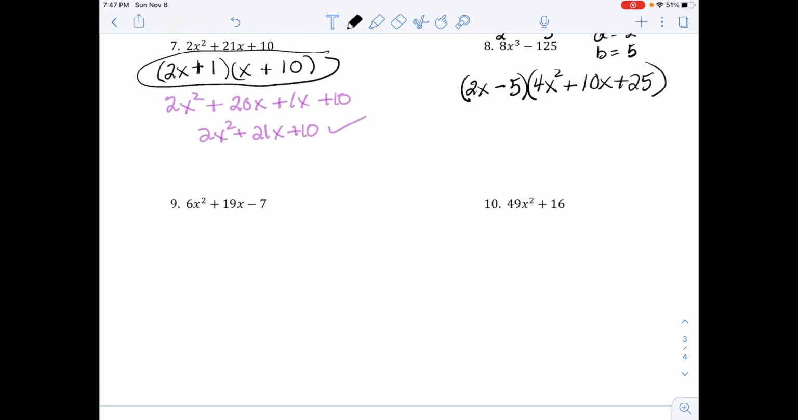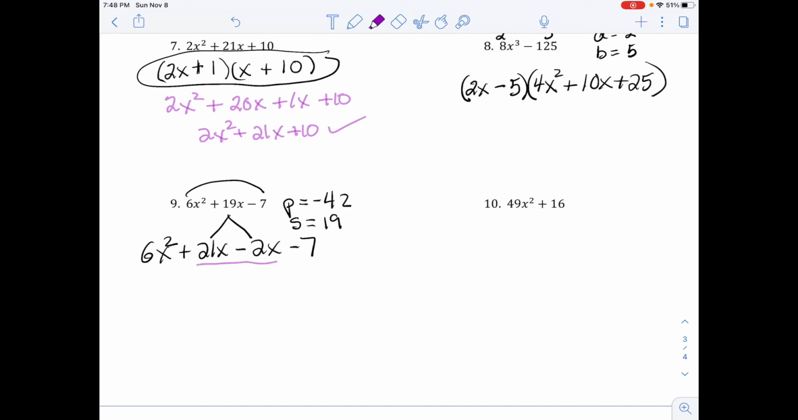Okay, number 9. Now the number 7 I did guess and check. So number 9 I'm going to do split the middle. All right, so I'm looking for a product of negative 42 and a sum of 19. So I'm going to split the middle term. So 21 times 2 is 42. 21 minus 2 is 19. So it's going to have something to do with 21 and 2. So that's going to be 6x squared. Now watch me split the middle term. Plus 21x minus 2x minus 7.